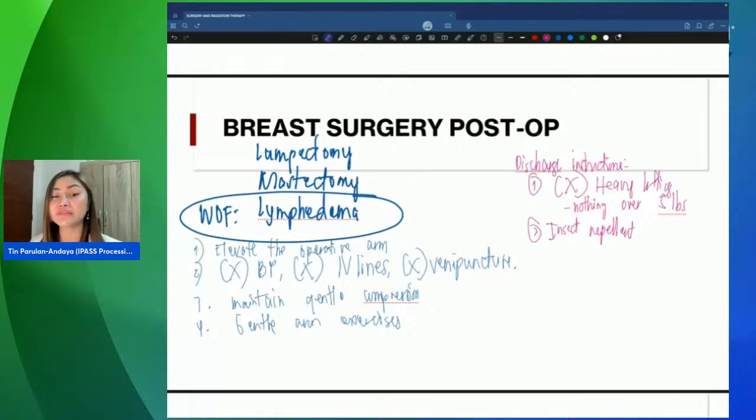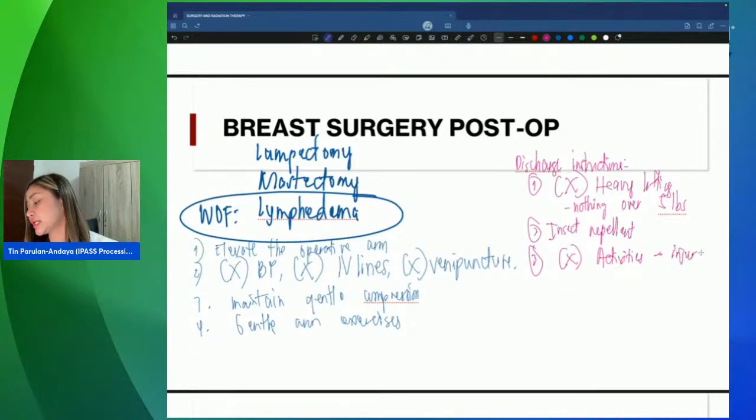What else? Avoid activities that could injure the arm. Take note of this one. For example, things like gardening, contact sports, even sewing and cooking, until cleared by the physician. So take note of this one.